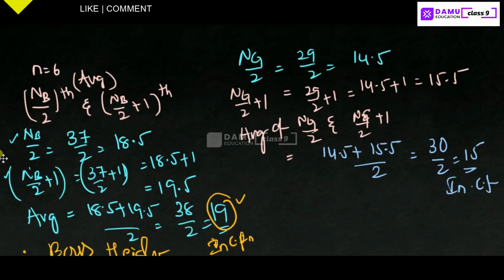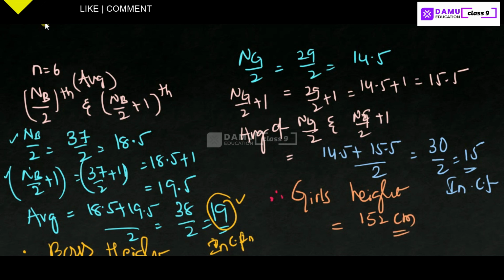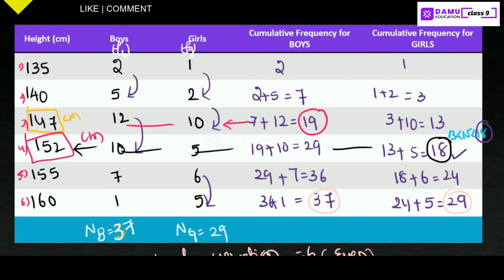Therefore the girls' height is equal to 152 centimeters. For a value above 15, that value only we have to select, or if it is equal to 15 you can select it. It is not there, right? So we have to move on to the value above it. Like this we need to calculate.